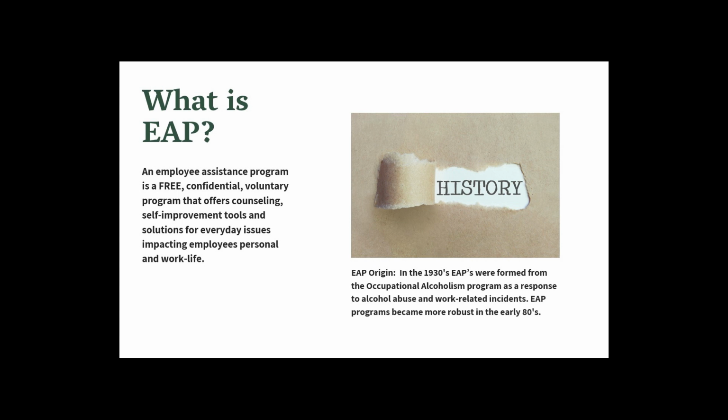The origin behind the EAP is in the 1930s, when EAPs were formed from the occupational alcoholism program. And if you think about it, back in the 1930s, prohibition ended in 1933. The 1930s were a very difficult time. Back then, it was the Depression. So when I found this fact, it completely made sense to me. I thought, oh, yeah, there was probably a lot of alcoholism going on and a lot of workplace accidents. Then the EAP programs became more robust in the 1980s, and they just continued to grow.